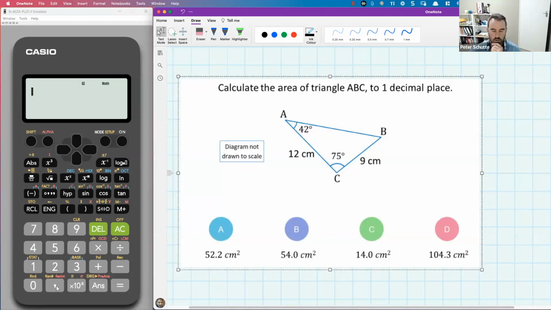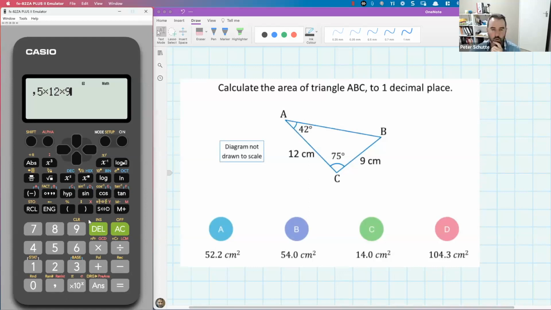I feel like I'm just going to go a half times 12 times 9. And then the important bit is I must choose to use the sine of 75. The 42 is just a distraction. And so I'm going to get 52.2, rounded to 1 decimal place. And the correct answer would then be A.